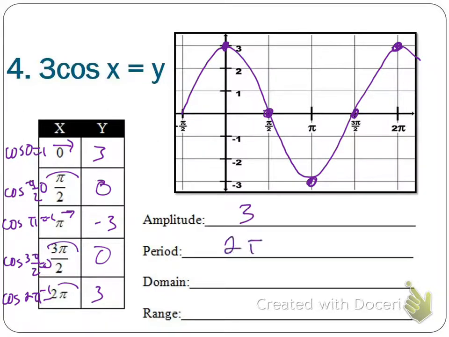We're still at a 2 pi period because that's how long it takes to go from being at a peak, going down to a valley, and then coming back up to a peak again. That's the deal with cosine. Domain, again, is negative infinity to positive infinity because we can put any angle measure we want in for x. And now we're bouncing between -3 and 3 on the y-axis. So that's what we want to use for our range.